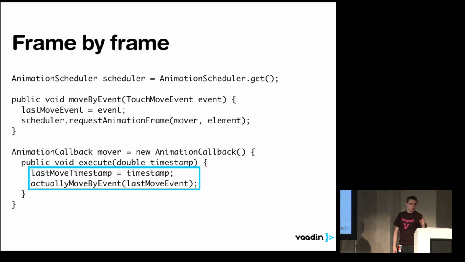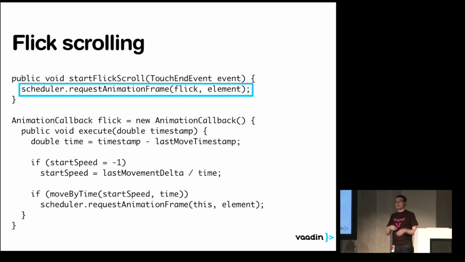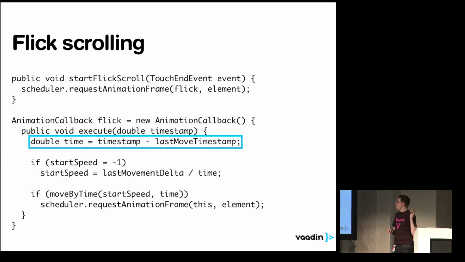So that was that. Then the actual flicking, so when the user lets go, releases or stops touching the screen, then the only thing we do is that we again say that, hey, now we will start doing animation. Then in the actual animation, we compare timestamps. This is slightly tricky. You might need to watch out for this with older browsers.